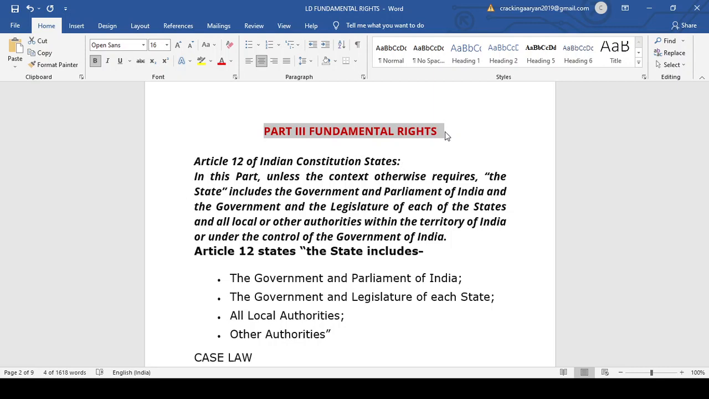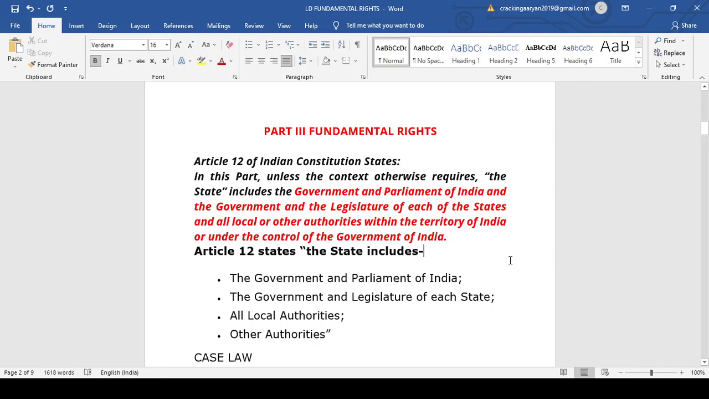So when we start with Fundamental Rights, the first article that comes is Article 12 of the Indian Constitution, which states that in this part, unless the context otherwise requires, the State includes the Government and the Parliament of India, the Government and the Legislature of each of the States, and all local and other authorities within the territory of India or under the control of the Government of India.